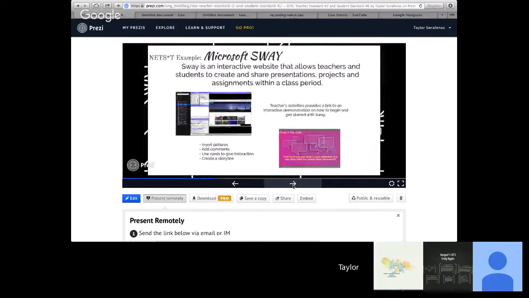An example for the teacher standard that I analyzed was a program called Microsoft Sway. An interesting thing that I really liked about Sway was it was an interactive website. It allowed teachers to demonstrate to students how to create profiles and share experiences, and it really builds up a student's academic education progression by being able to add pictures onto their storyline. They can add comments. People can also interact within the page and comment back to the students. So that's really helpful with parents and teachers interacting with the students as well.